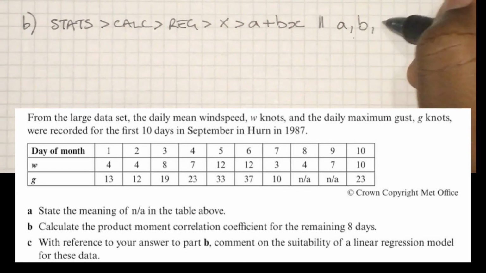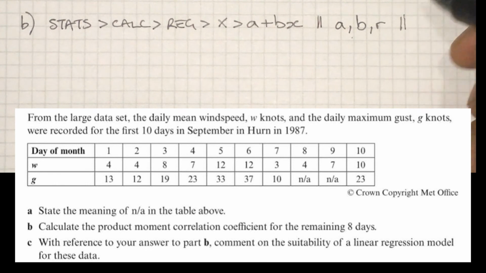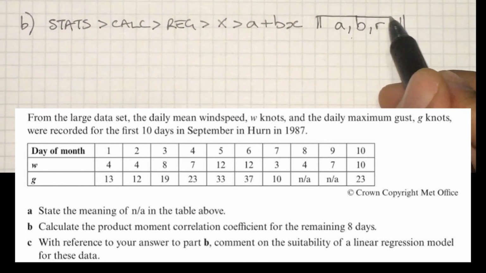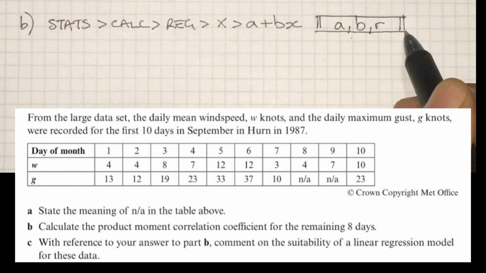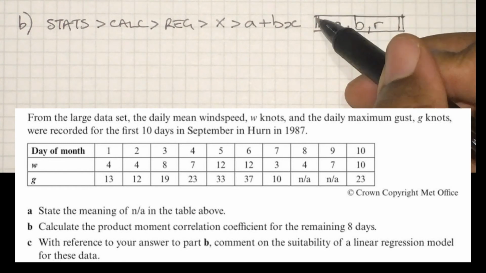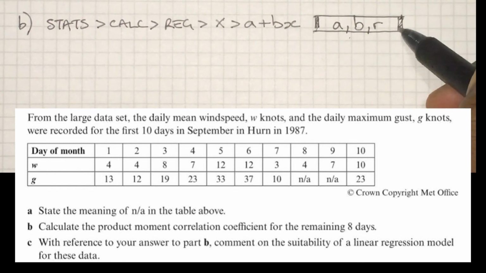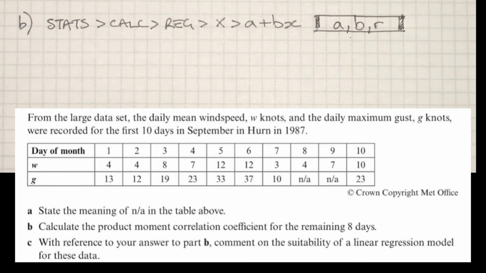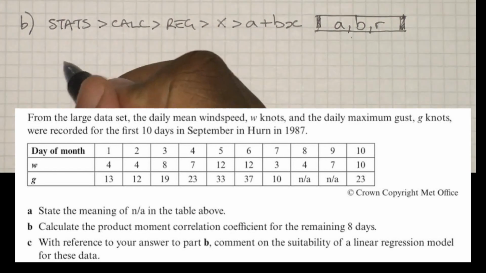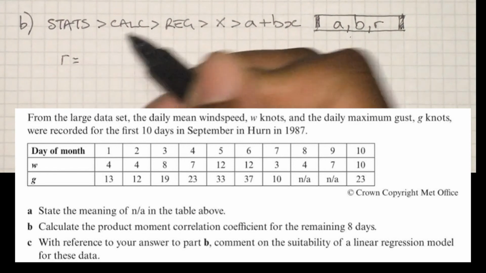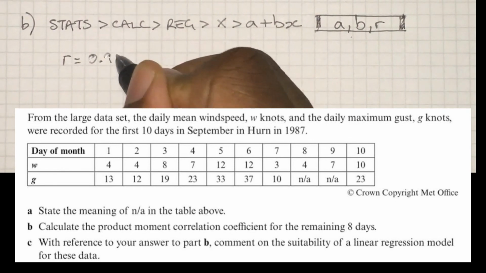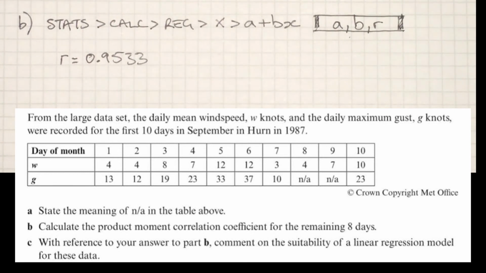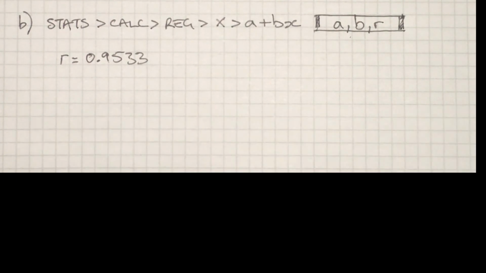Now the screen you get to there is going to display 5 variables. The 3 that are important are A, B, and R. R is the answer to this question. It's the correlation coefficient, in this case 0.9533. This has measured the strength of the correlation between those two variables. And this is very strong positive correlation between the maximum wind speed and the maximum gust.